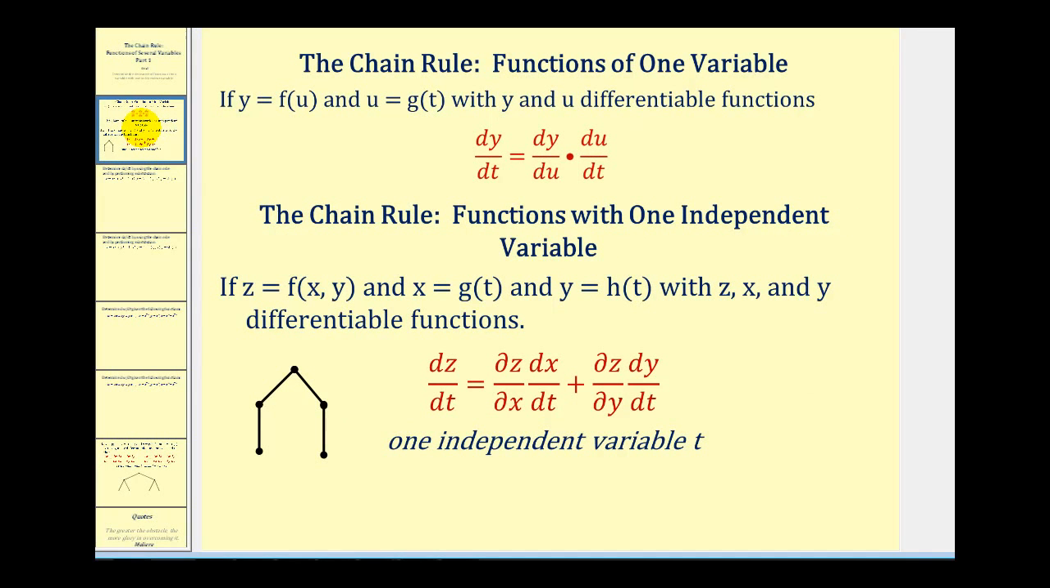Remember from Calculus 1, if we have y equals f of u and u equals g of t, to determine dy/dt, we found the product of dy/du and du/dt. And we can do something similar when we have a function in terms of two variables with one independent variable. What I mean by that is if z equals f of x, y, x equals g of t, and y equals h of t, where z, x, and y are all differentiable, then dz/dt is going to be equal to the partial derivative of z with respect to x times dx/dt plus the partial derivative of z with respect to y times dy/dt.